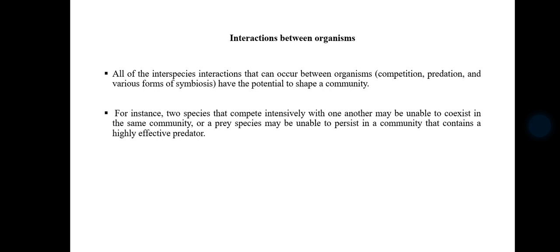Interactions between organisms. All of the interspecies interactions that can occur between organisms, competition, predation, and various forms of symbiosis, have the potential to shape a community. For instance, two species that compete intensively with one another may be unable to coexist in the same community, or a prey species may be unable to persist in a community that contains a highly effective predator.